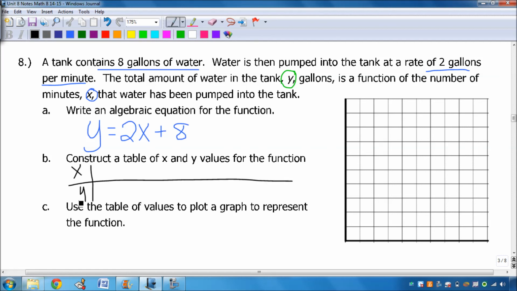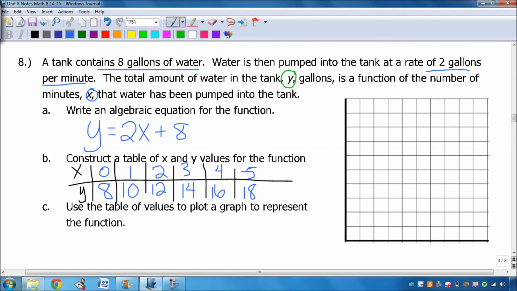So here's my x value, here's my y value. We're going to give a bunch of x and y values. So when x is 0 at the beginning, when no minutes have passed, the tank already has 8 gallons of water. So we're going to say at 0 minutes there were 8 gallons of water. And then after a minute passes by, it increases at a rate of 2 gallons per minute. So after a minute passes by, there's 10 gallons. After 2 minutes pass by, there's 12 gallons, so on and so forth. All right, so we can establish a pattern.